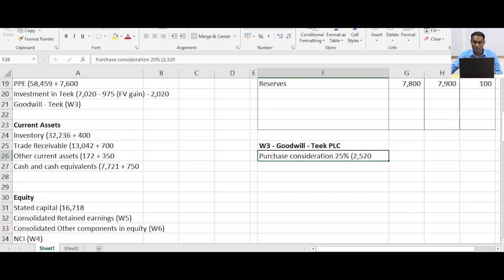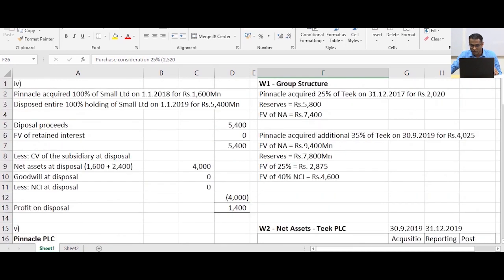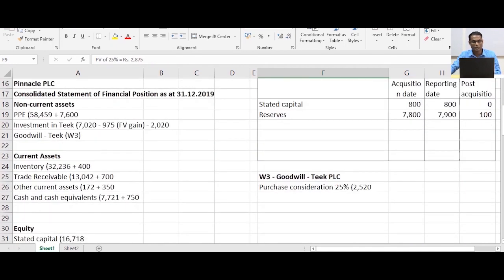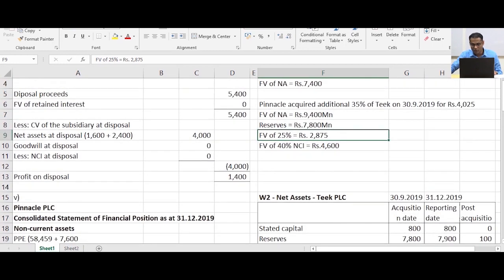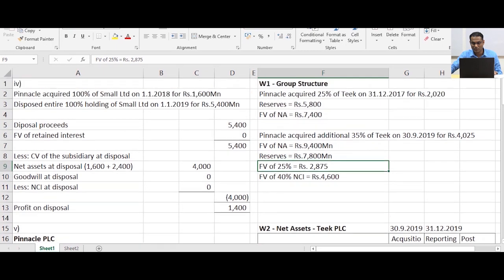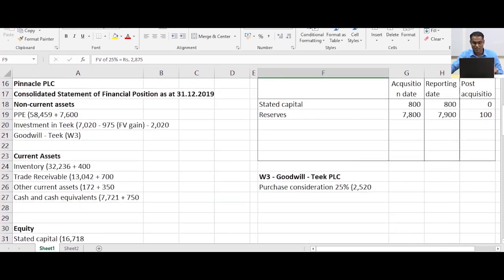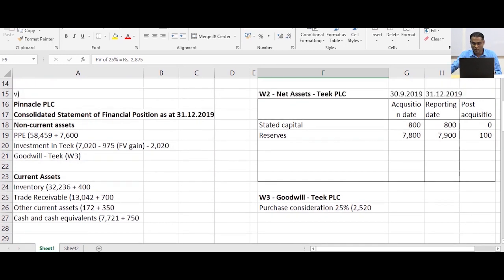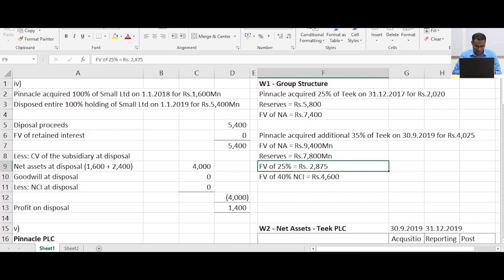Then we learn one more thing: on the date where you achieve the control, this previously held equity interest of 25% you need to fair value. What is the fair value? Here, the fair value of that 25%, because the equity accounted value is 2520, but for the consolidation you have to take the fair value of the previously held equity interest, which is 2875 as per the information given in the question, which means this balance has to increase from 2520 to 2875. So what's the increase?